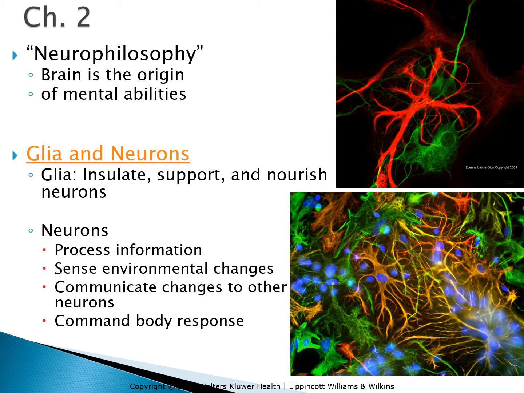Over here on the right, you'll see a lot of different staining, whether it's immunohistochemistry or maybe GFP-labeled cells, which I think you did last year in AP Bio. So you can see all sorts of different types of neurons, different shapes of neurons. We'll get into that a little bit more coming up.